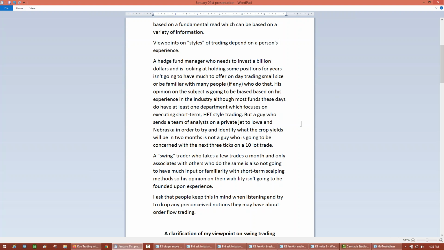A guy who's managing $1 billion is not really going to be focused too much on very short-term scalping techniques, right? Now, most funds do have a desk that runs some kind of high-frequency trading style system at this point in time. But these are also guys that do very long-term trading and sometimes go out, like I said, for years.